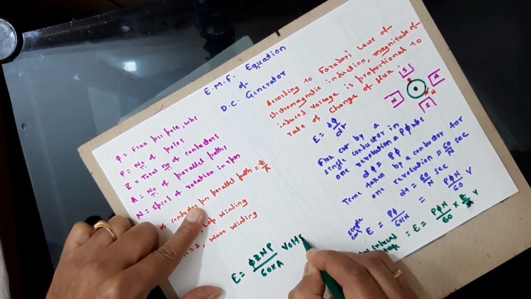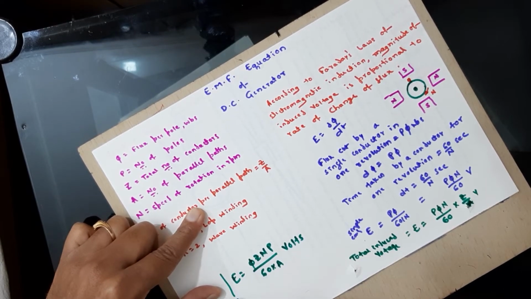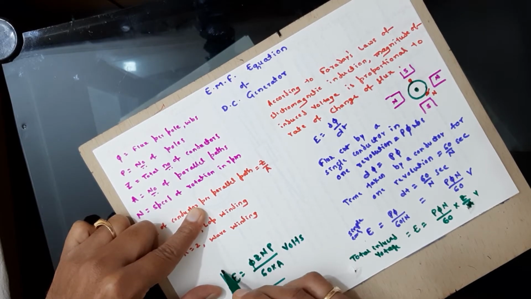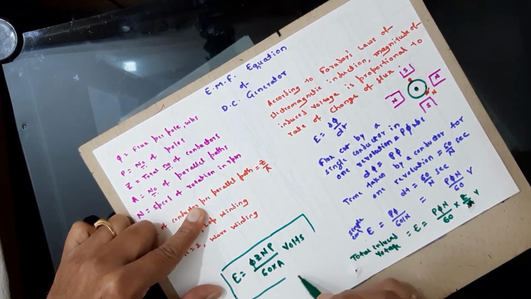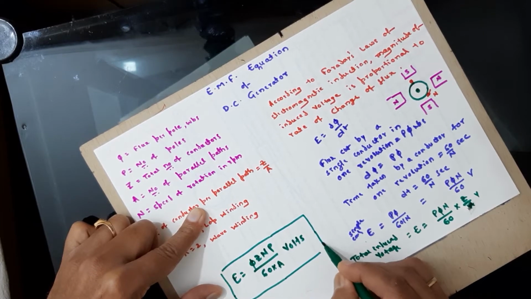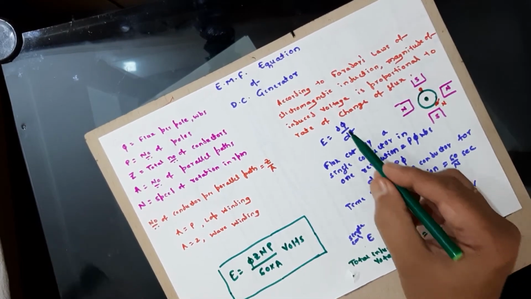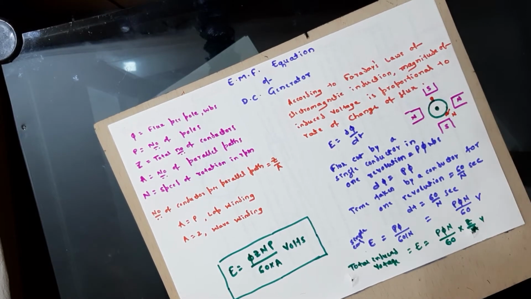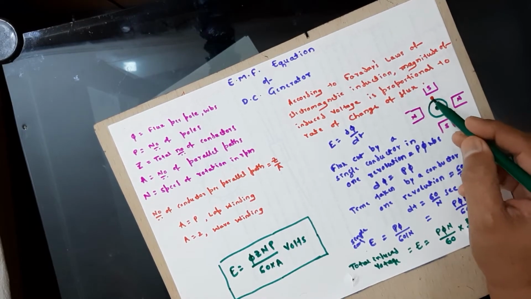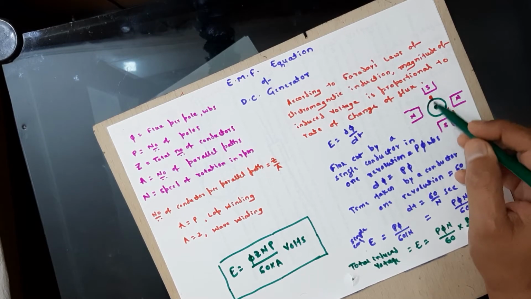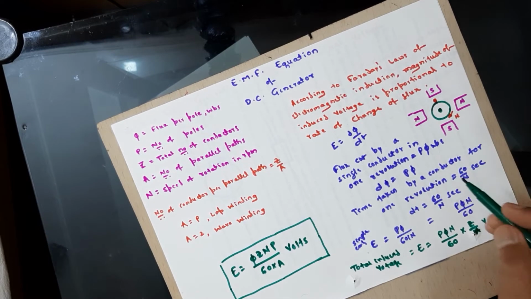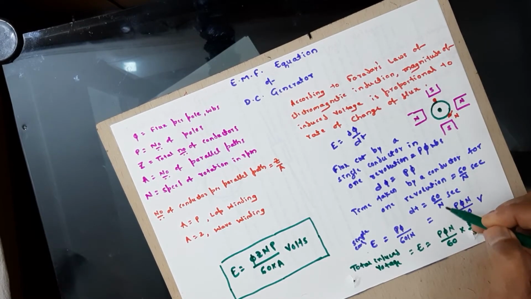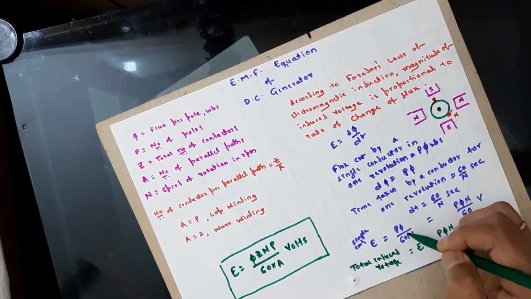This is the EMF equation of a DC generator. It is very simple. It is based on Faraday's second law, that is, the magnitude is determined by d phi by dt. I am considering a single conductor. If it is rotating through a single revolution, I am calculating the flux cut by it and the time taken for a single revolution, that is P phi and 60 by n. I am putting that as d phi by dt.